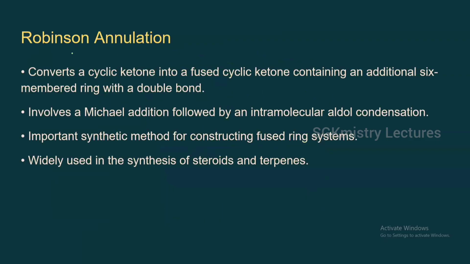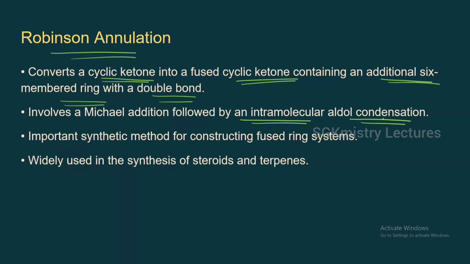Next, coming on to Robinson annulation, that is a cyclization reaction. Here, it converts the cyclic ketone into a fused cyclic ketone, which contains an additional 6-membered ring with a double bond. This particular reaction involves a Michael addition, which is followed by an intramolecular aldol condensation reaction, and it is useful for the synthesis of fused ring systems. This is particularly useful in the synthesis of steroids and terpenes.